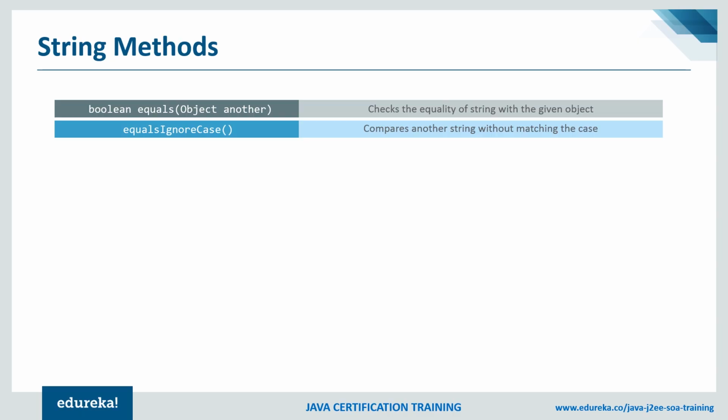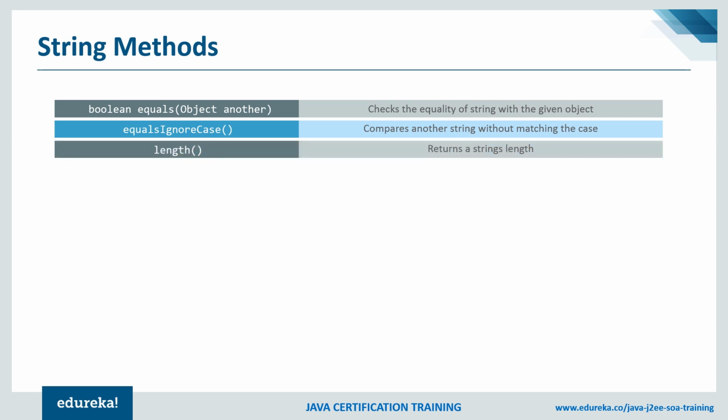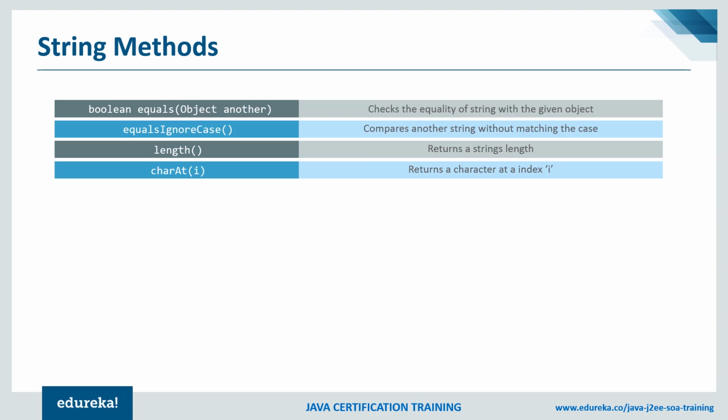So whether it's uppercase or lowercase, it won't matter for us. Length returns the length of a string. Then we can get the character at any index. Now a string is a collection of characters, so they are indexed internally from 0 to n minus 1. So with charAt, you pass the index and you'll get the character at that index from the string.